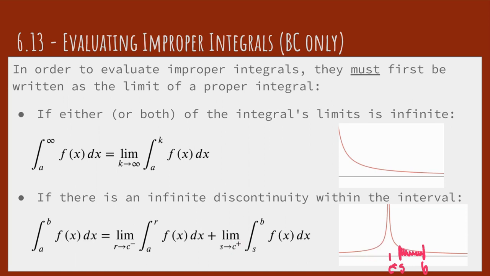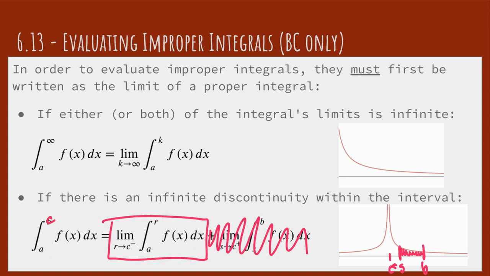A lot of times what's going to happen is either a or b, either one of the limits, is going to be the infinite discontinuity, so we don't have to split it up. So for example, if this was the integral from a to c, then we would just have this, and we would not need the second part. So that's if c is the infinite discontinuity. That's going to happen more often than not with these second types of improper integrals.